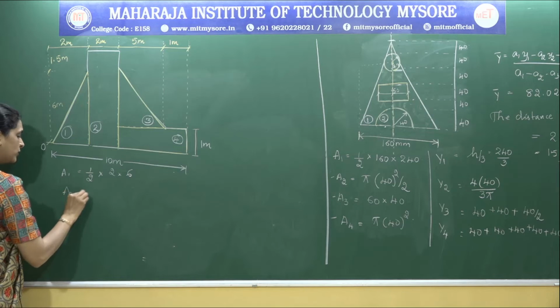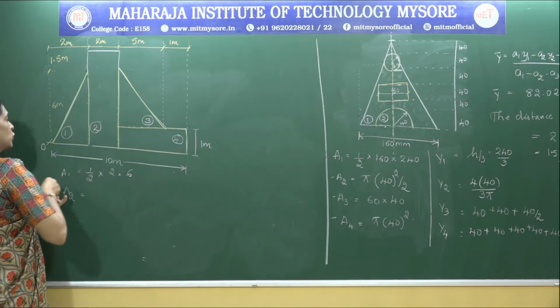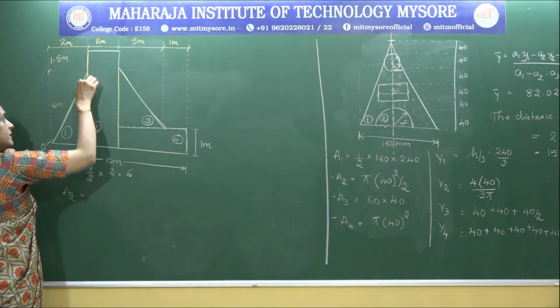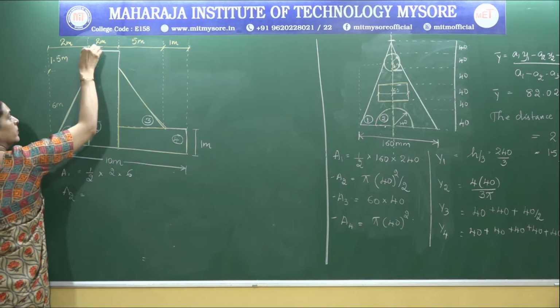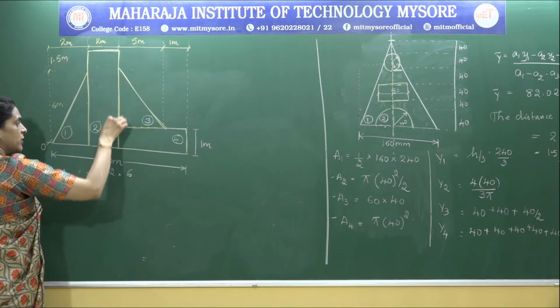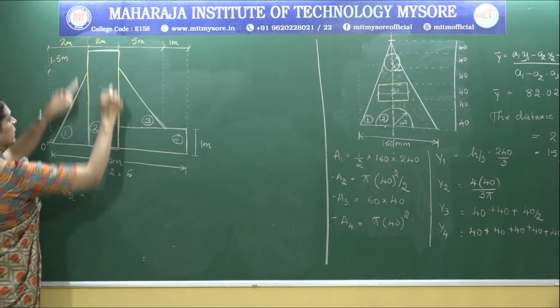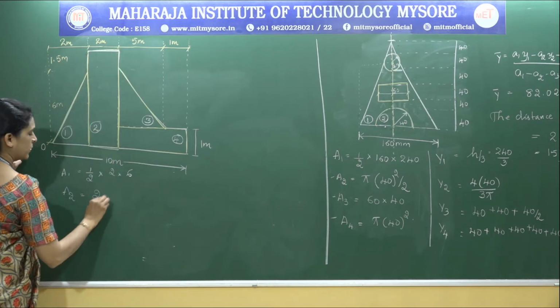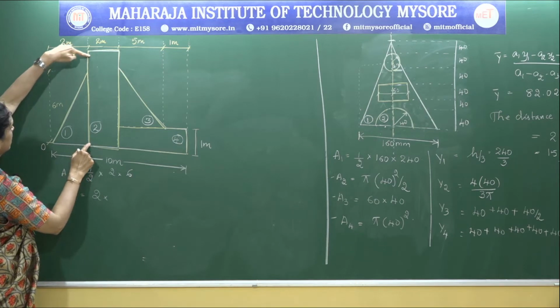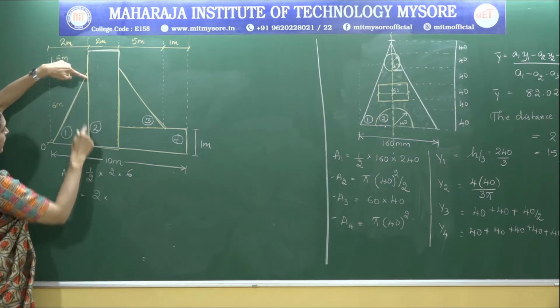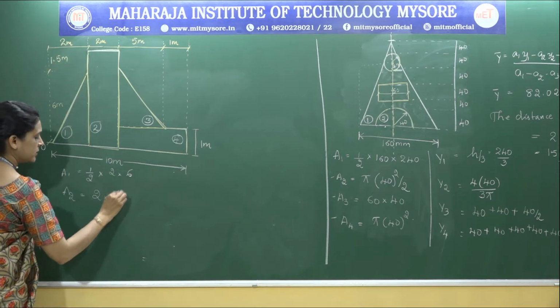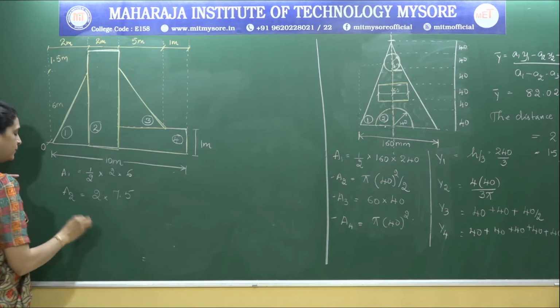Next, area of the second section. So this is the second section. Here is the second section, a rectangle. So it is 2 by 1.5 plus 6. It is 7.5.